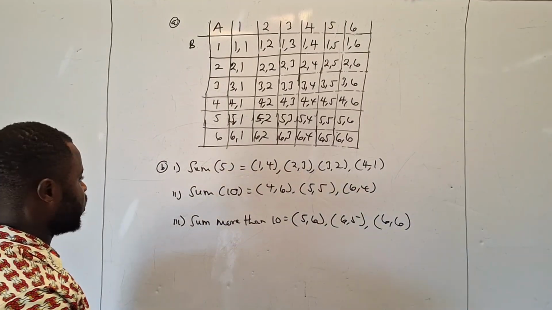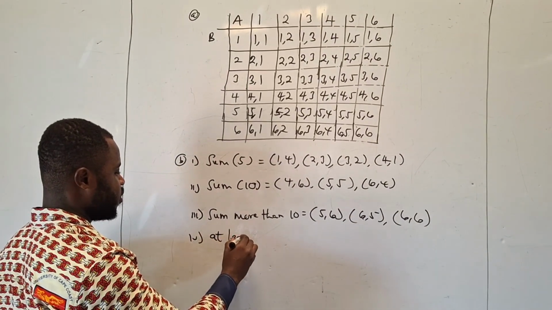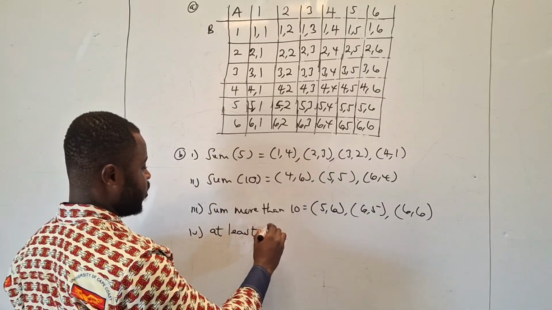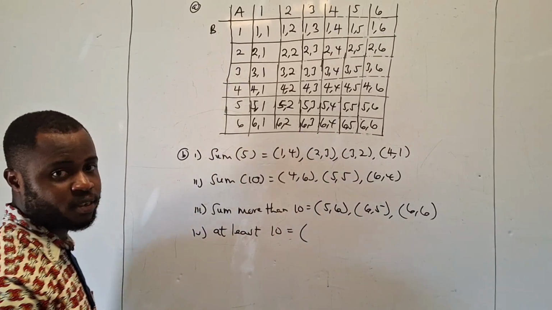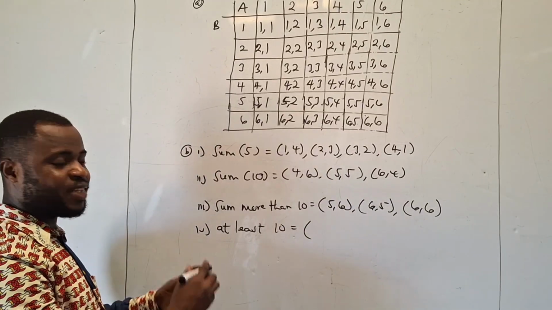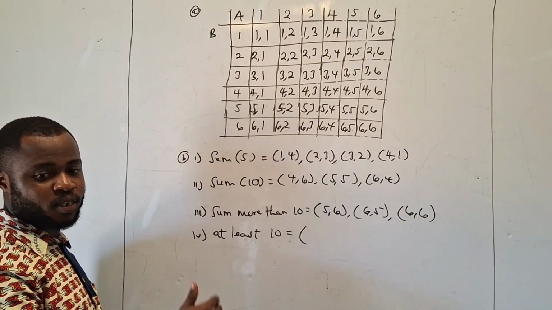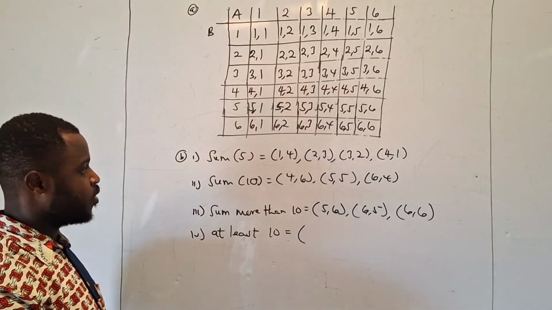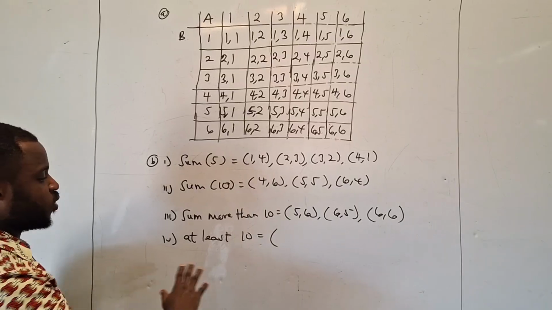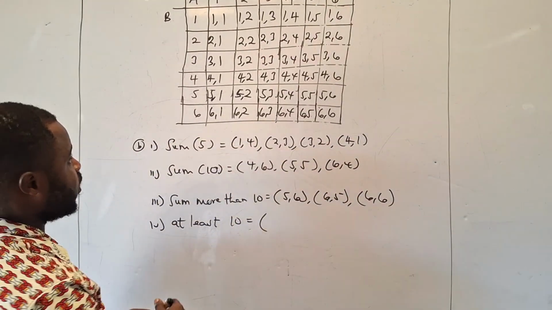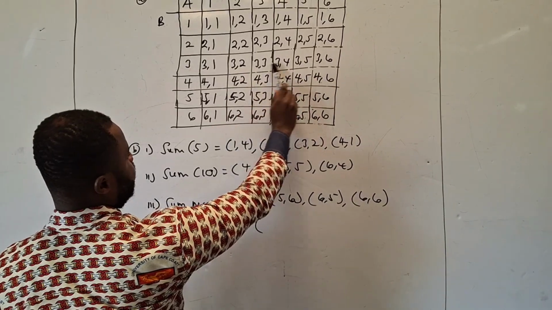So the last one, IV, says at least 10. At least 10 means from 10 going up. So the numbers I add can be 10 or more. That's what it means, at least 10. So now from the first and second rows, we are not going to get any.